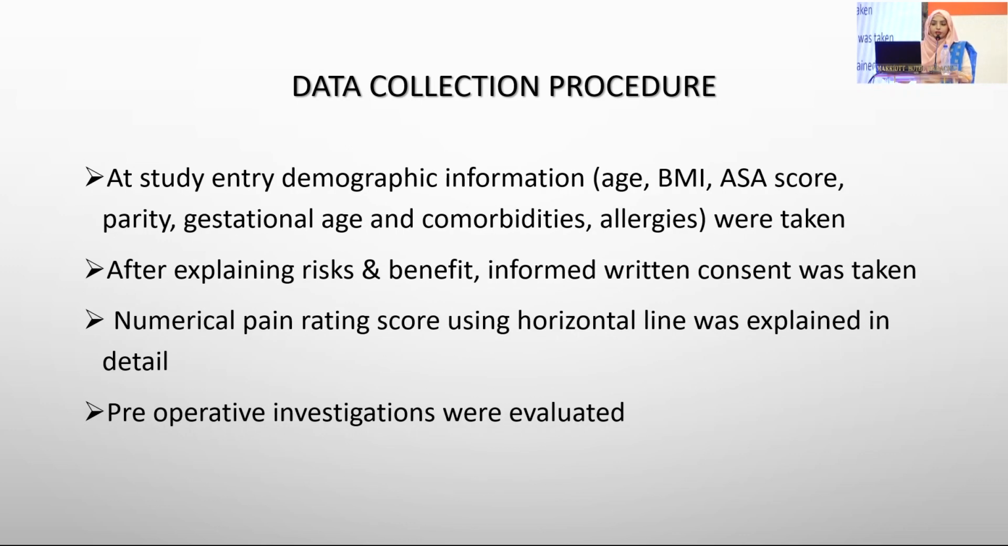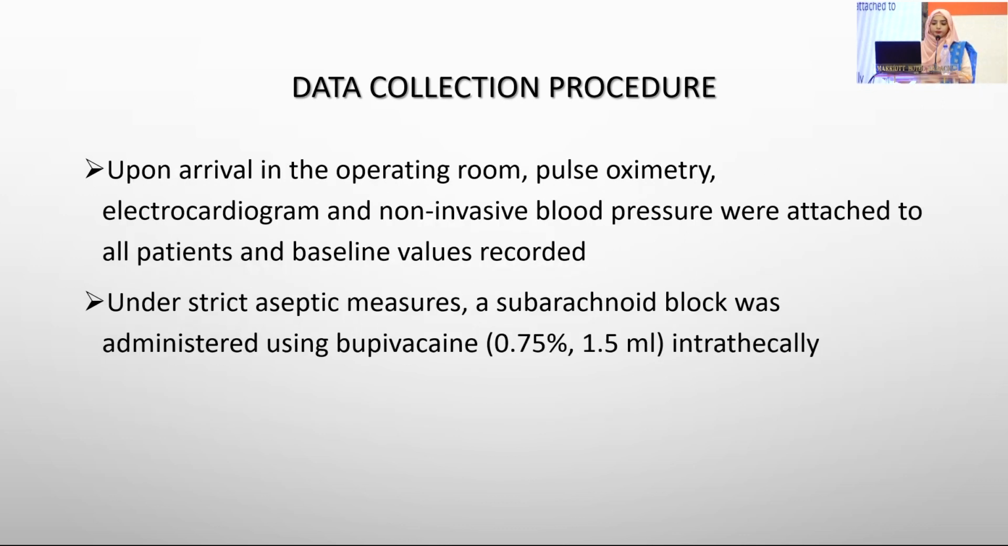At study entry, demographic information like age, BMI, ASA scoring, comorbidities, gestational age, and allergies were taken. After explaining risks and benefits, written informed consent was taken from all patients. The numerical pain rating score was explained in detail, with 0 as no pain, 1 to 3 as mild, 4 to 6 as moderate, and 7 or more as severe pain. Preoperative investigations were all evaluated.